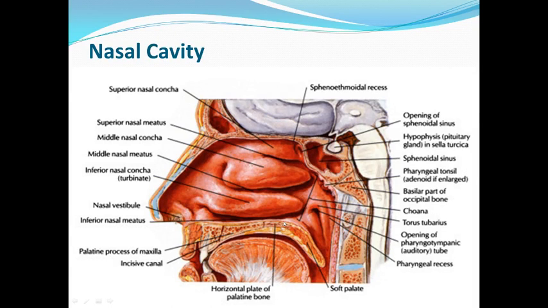So these two bones form the floor of the nasal cavity, and you can see that from side to side it is concave in shape, and that it is slightly higher anteriorly than posteriorly.